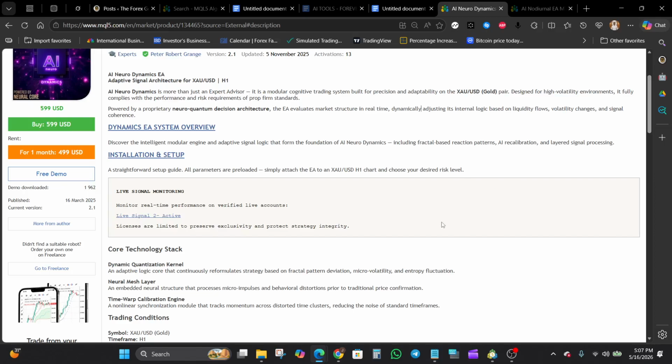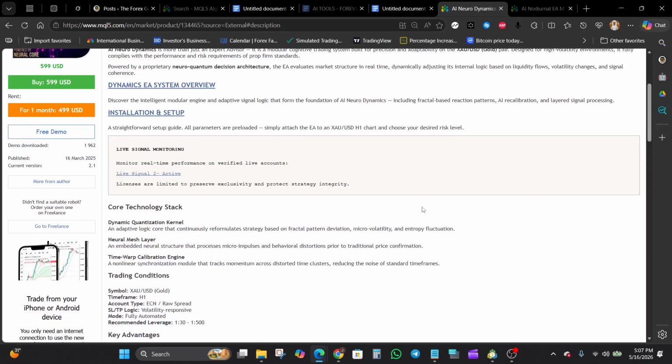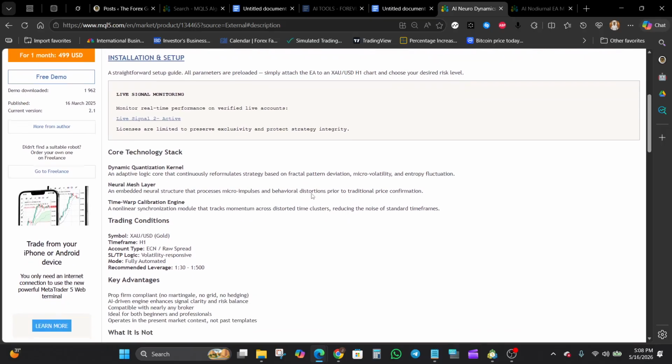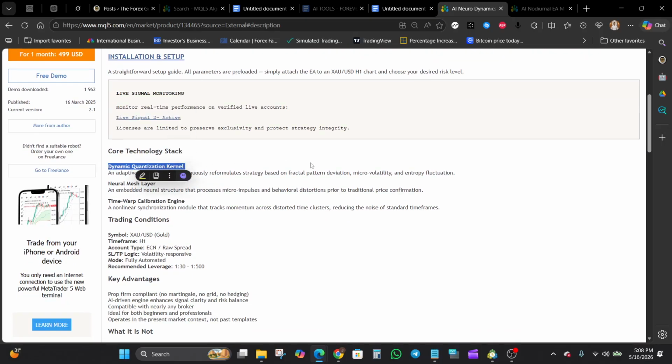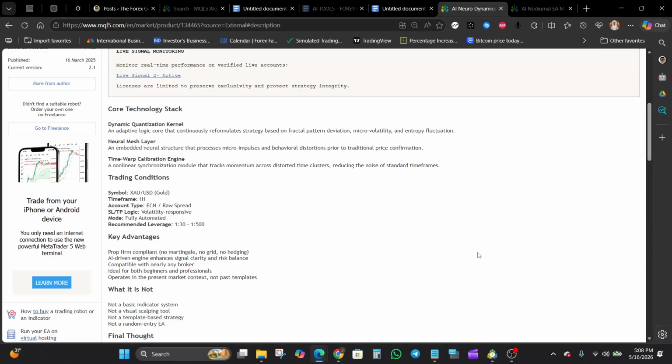Now, moving further down, I can see that the system is built around multiple internal modules, including what they describe as a dynamic quantization kernel. There is also a neural mesh layer and a time warp calibration engine. From a practical standpoint, these are described as layers that help process market movement and adjust signal behavior in real time.